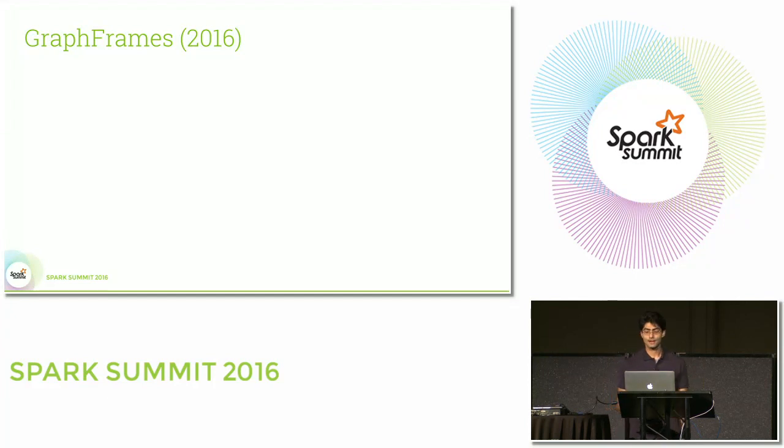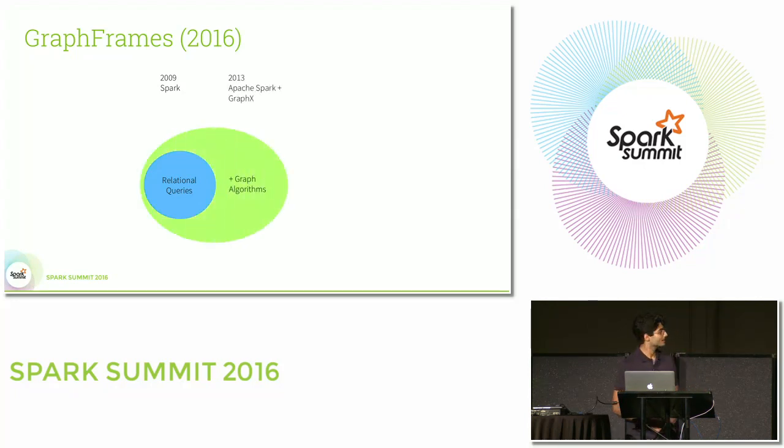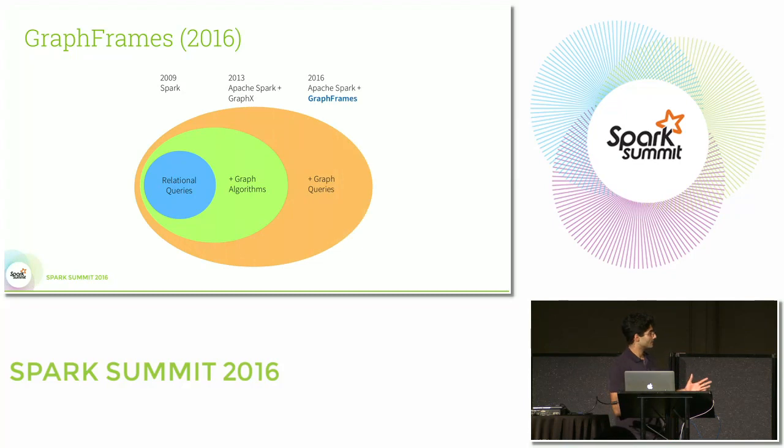So let me start by looking back at the history of graph analysis in Spark. Spark started with, of course, the RDD model, which you can think of as relational or data parallel transformations. And the insight of GraphX was that you can express graph algorithms using these relational operators, plus some optimizations underneath to make it fast. And then in GraphFrames, the idea is that we can do the same thing, but for graph queries as well. Now, when I'm talking about graph queries, it means something similar to graph databases like Neo4j.